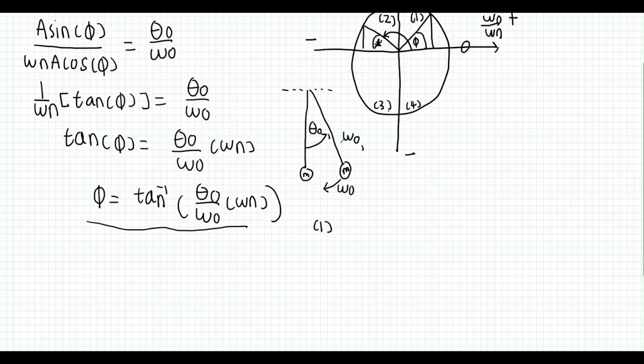So let's start out with quadrant 1. For quadrant 1, theta naught is positive, and omega naught over omega n is also positive. So phi is just tan inverse theta naught times omega n over omega naught.